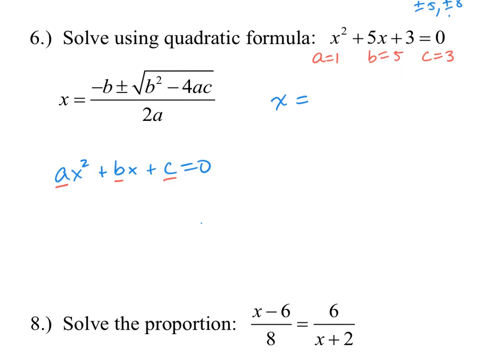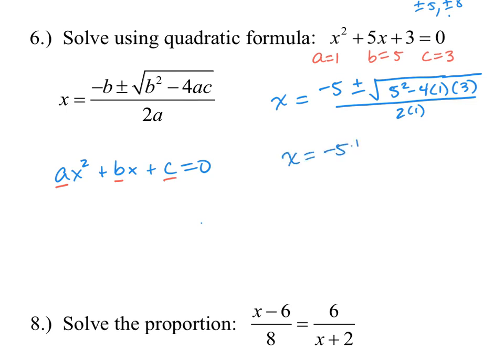Okay, so we first take the opposite of b. Well, b is 5. The opposite of 5 is negative 5. So negative 5 and then plus or minus the square root of. Now we're going to take b squared. So that would be 5 squared minus 4 times a, which is 1, times c, which is 3, and put that all over 2a, which would be 2 times 1, okay? So this actually represents two solutions, negative 5 plus all this stuff over 2, and negative 5 minus all this stuff over 2. So all we really have left to do is to simplify this a little bit.